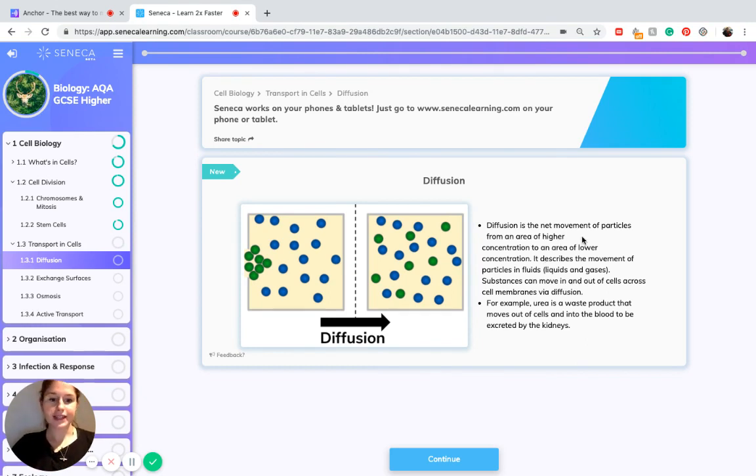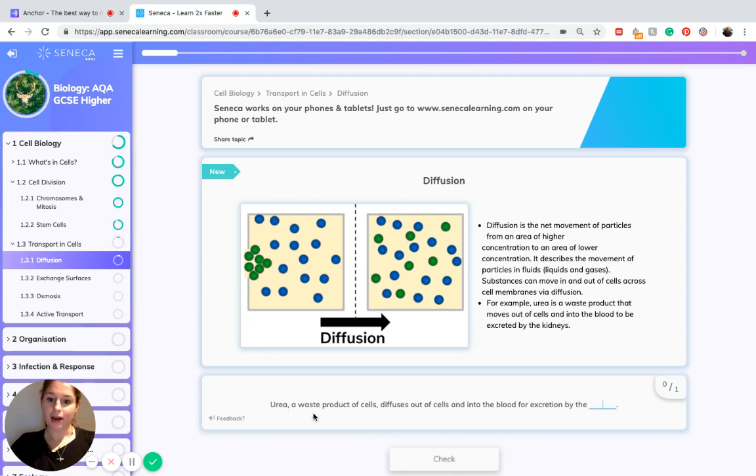So diffusion is the net movement of particles from an area of higher concentration to an area of lower concentration. It describes the movement of particles in fluids, liquids, and gases. Substances can move in and out of cells across cell membranes via diffusion. For example, urea is a waste product that moves out of cells and into the blood to be excreted by the kidneys.